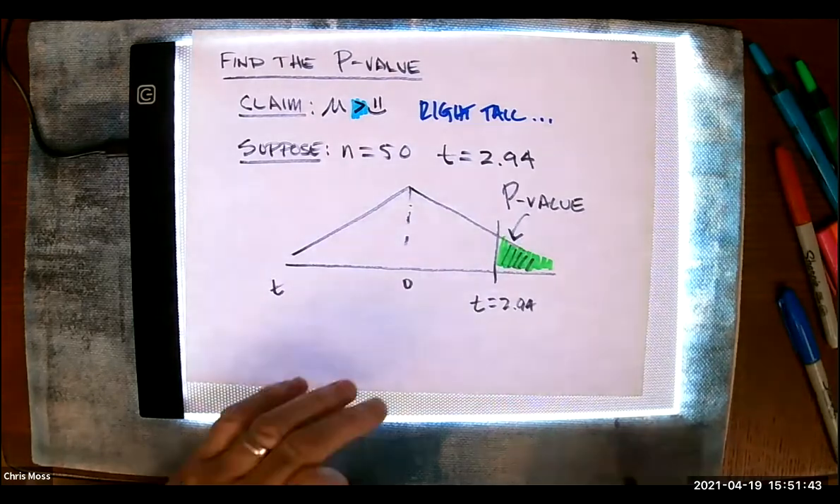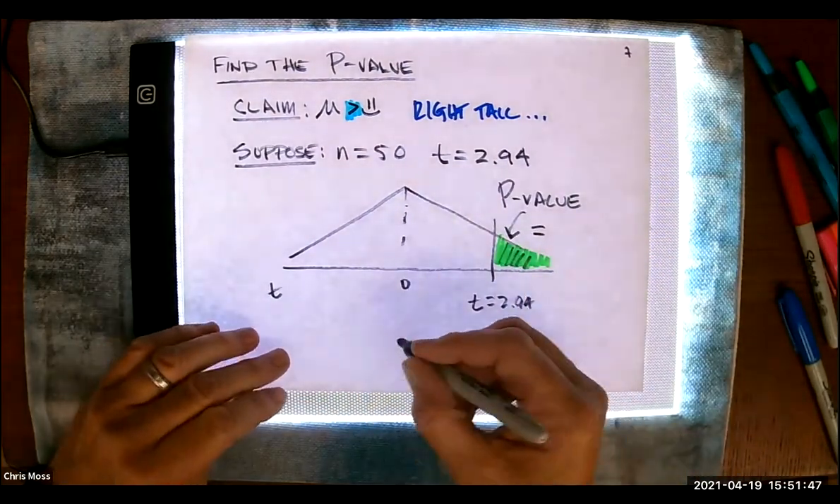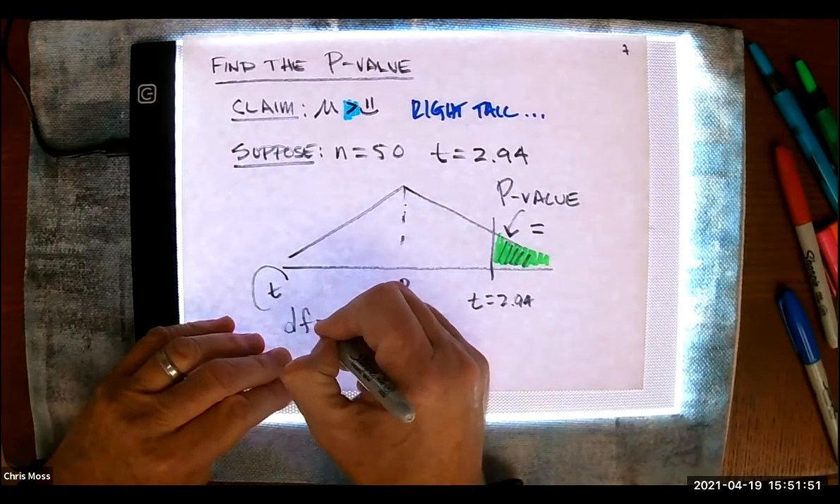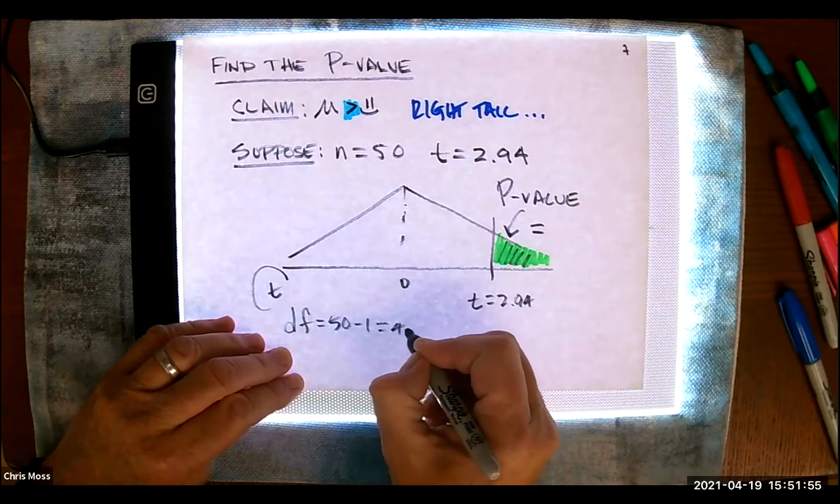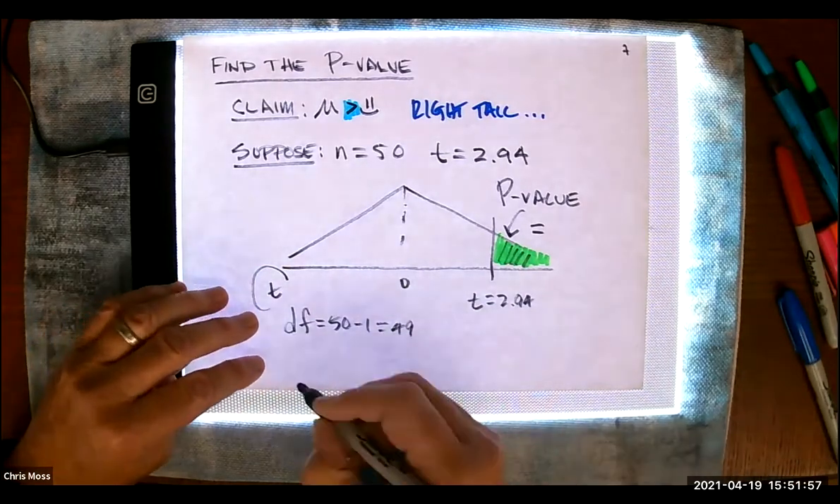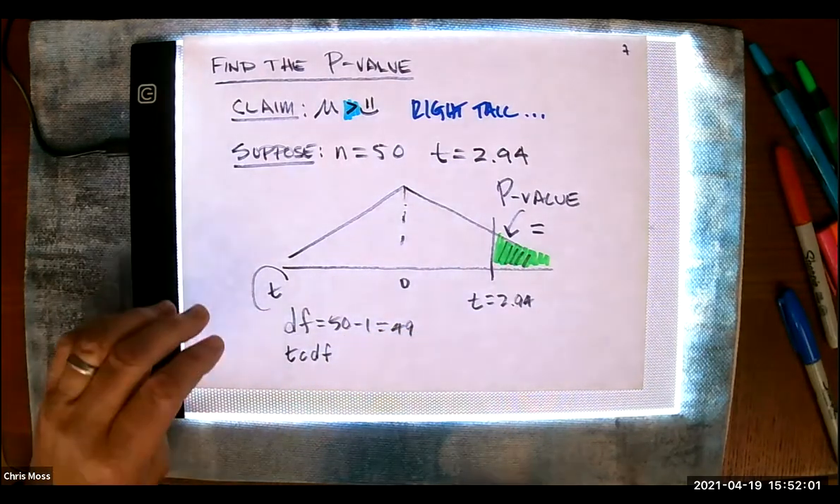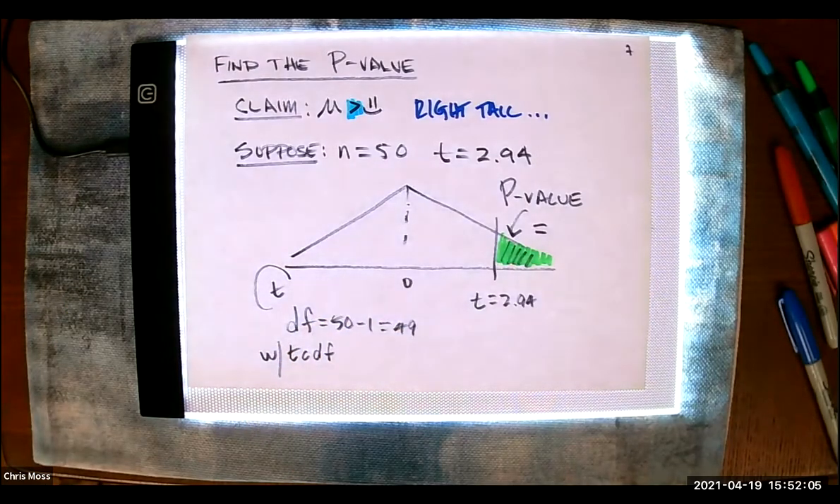It is an area. And to find it, I will need the degrees of freedom because it is a t distribution. So that's 50 minus 1, or 49. I need the t cumulative distribution function, so that's what I'll go ahead and use. I'm going to bring you back to my calculator.